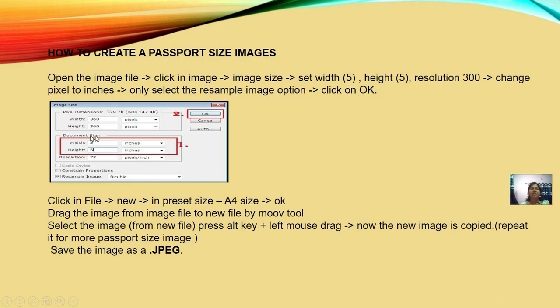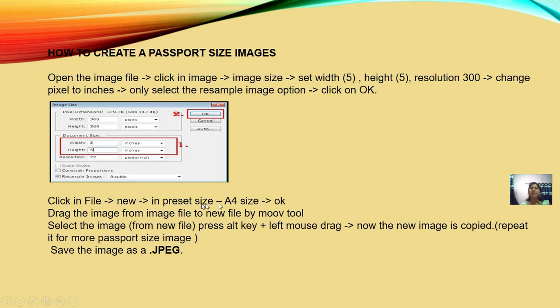See, this is the option. Width as 5, here the 72 is there. You may write 100 or 200, depending upon the quality. Resolution can be set. And here this option should be clicked, Resample Image. Then you have to click on OK. Clear? Then click on File, New.